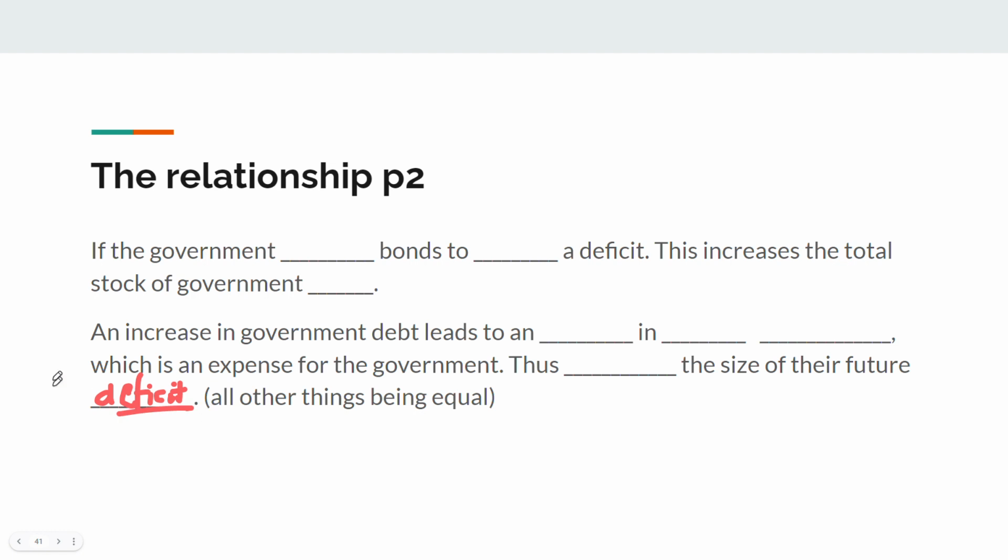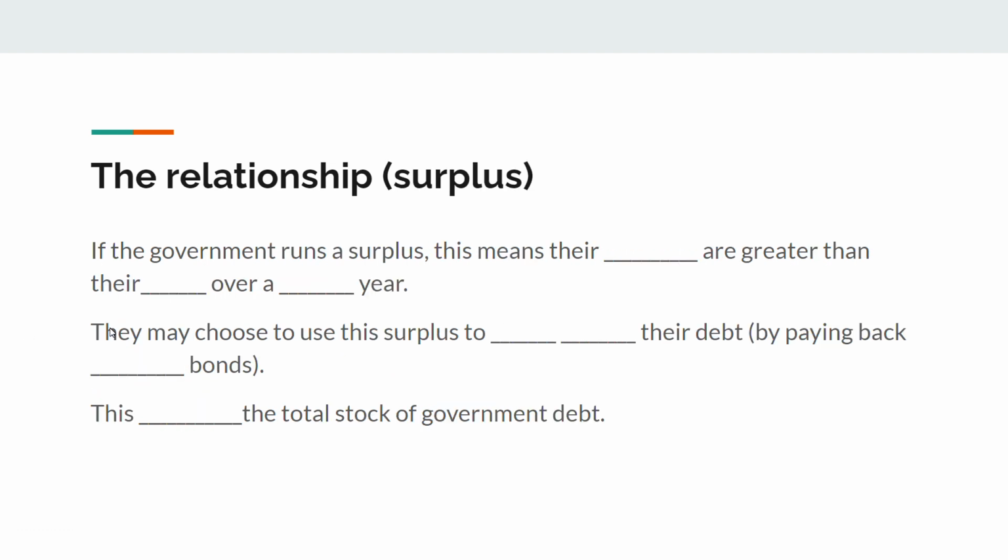So a couple of relationships to think about both ways. What about if the government runs a surplus? Pause and have a think. Okay, so if the government runs a surplus, this means the opposite. It means that their revenues are greater than their expenses. So they've got some money left over, and yes, again, it's over the financial year.